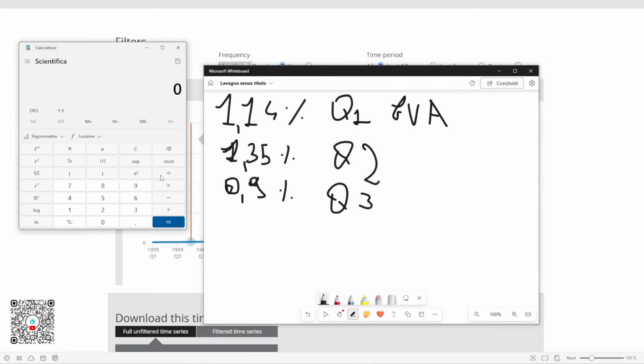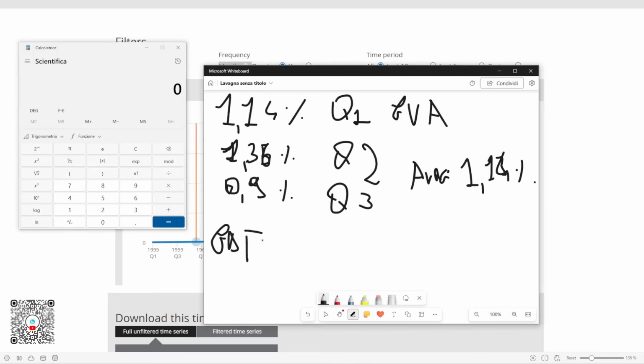Now what do we do? As in the short video, we do 1.14 plus 1.35 plus 0.9 equals 3.39, divided by 3, we have an average growth. So the average is 1.13%. Well, it could be 1.14%, but we are just talking decimals.